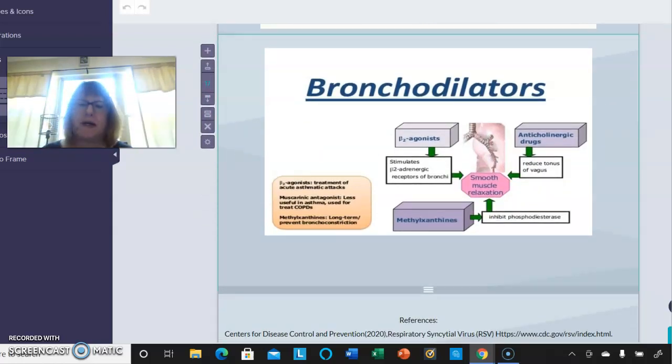And the nursing treatment for asthma is bronchodilators and corticosteroids. It also includes assessment, increasing their fluids, and helping them discover what their triggers are, which is very important.